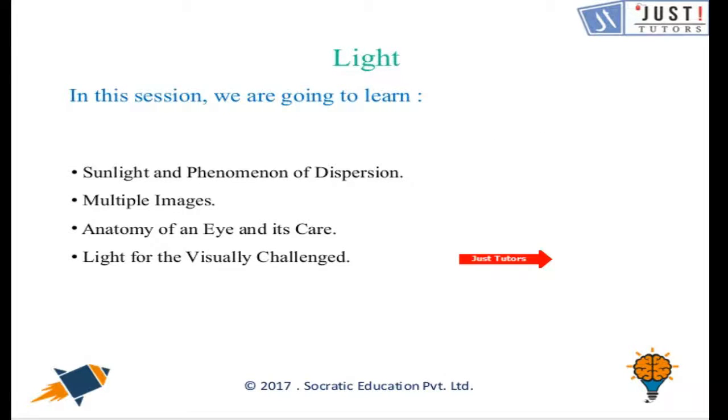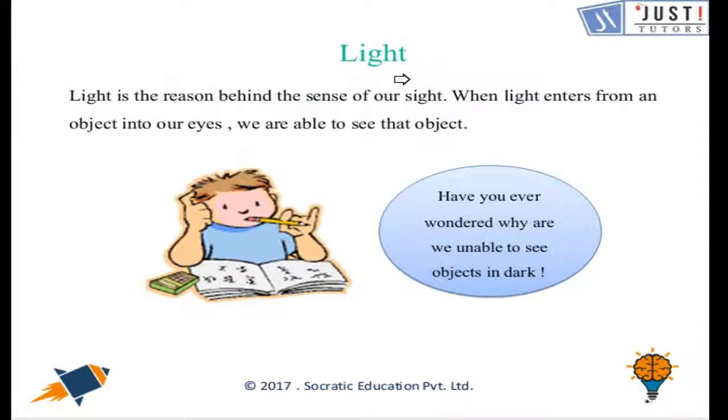Let us move forward with discussing what we mean by light. Light is the reason behind the sense of our sight. When light enters from an object into our eyes, we are able to see that object. Or we can say that light is a natural agent that stimulates sight and makes things visible to us.